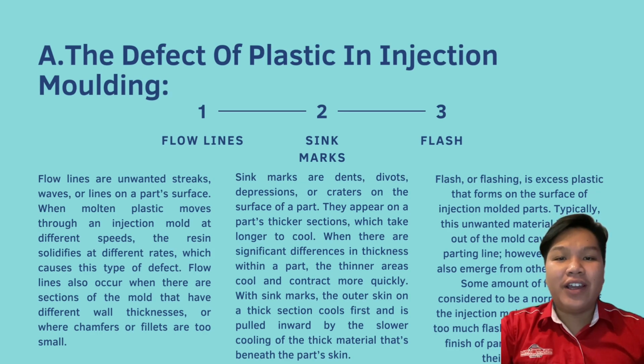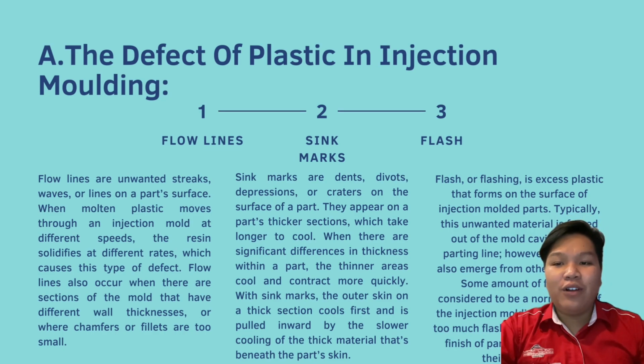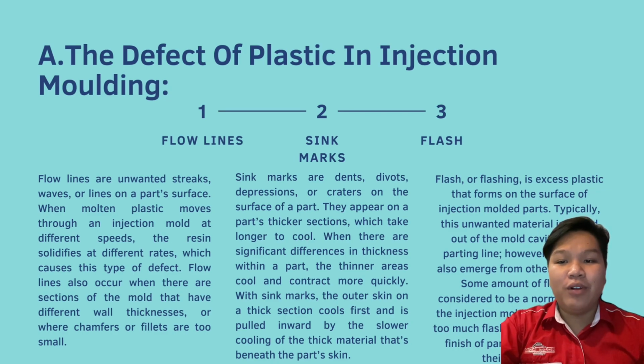Next is the defect of plastic in injection molding. 1. Flow lines. Flow lines are unwanted streaks, waves or lines on a part surface when molten plastic moves through an injection mold at different speeds. The resin solidifies at different rates, which causes this type of defect. Flow lines also occur when there are sections of the mold that have different wall thickness or where chamfers or fillets are too small.